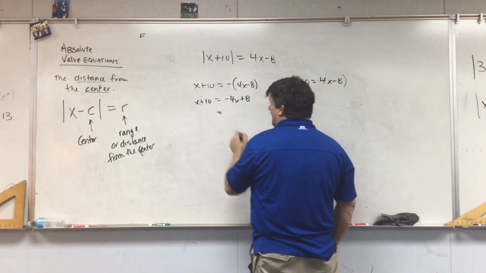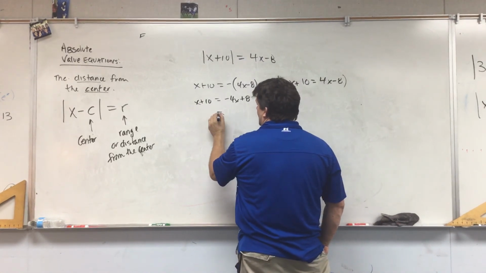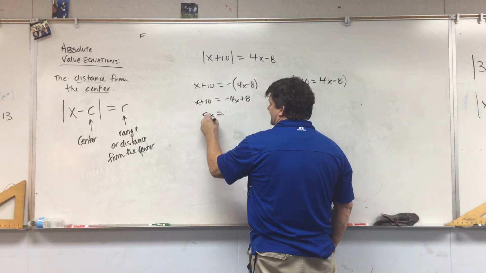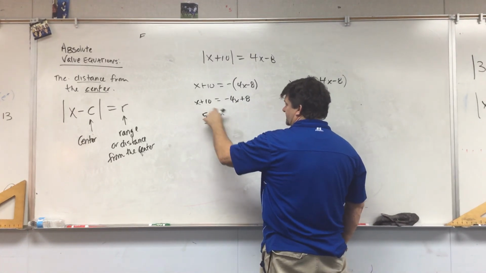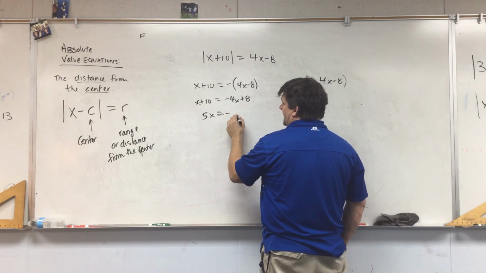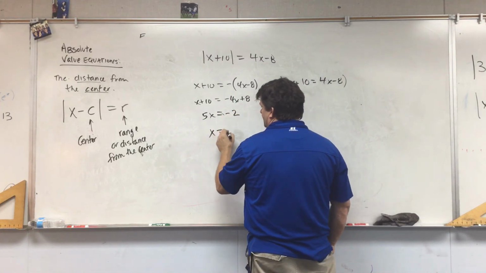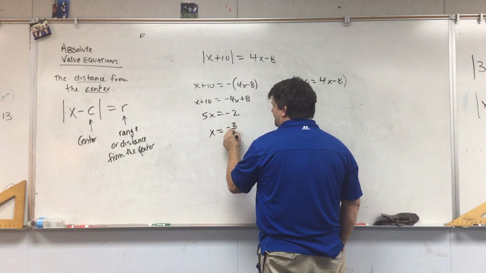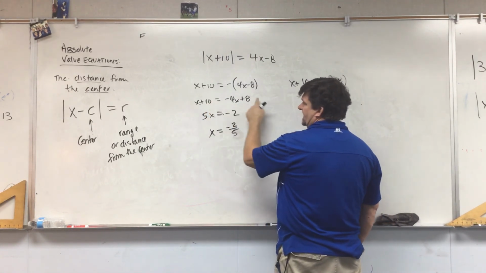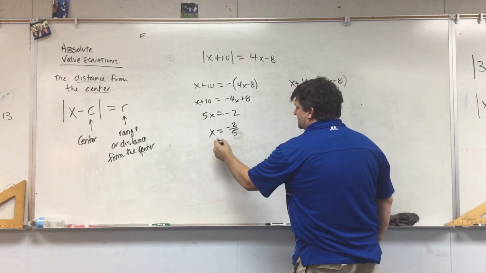Clean all this stuff up. What do we have here? Let's move this one over here, gives me 5x. And I move this one over here, 8 minus 10 is negative 2. X equals negative 2/5. So I just added 4x to this side. I did minus 10 to that side. So there's one of mine.